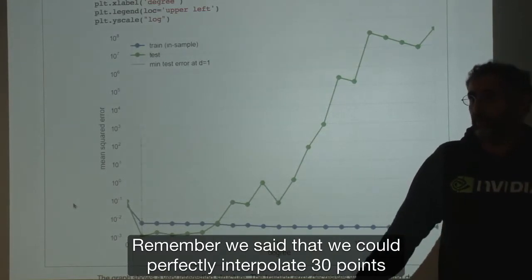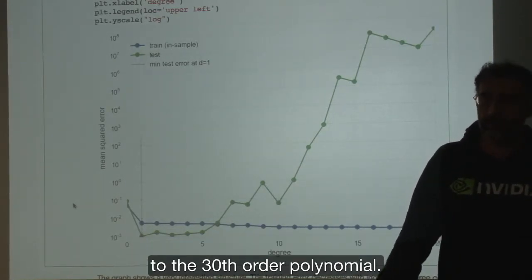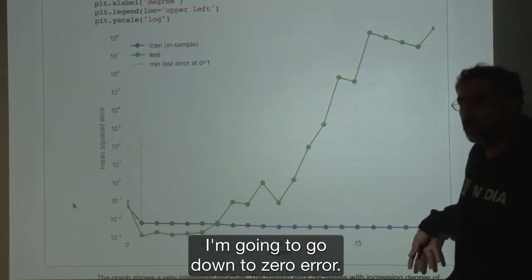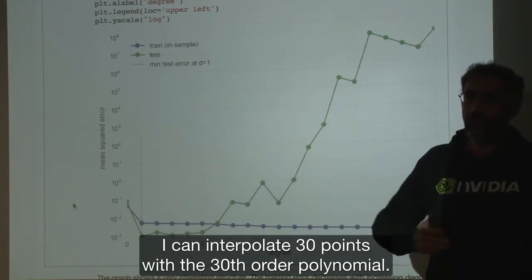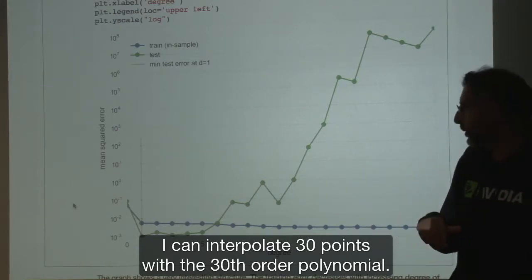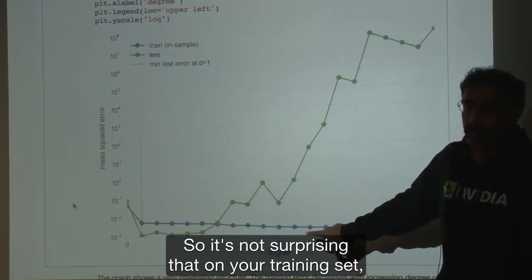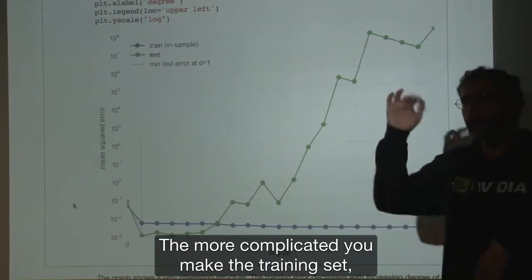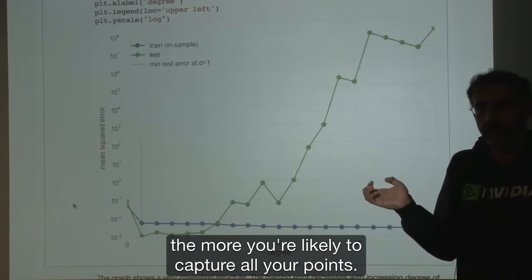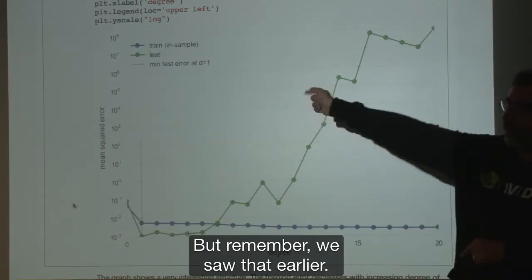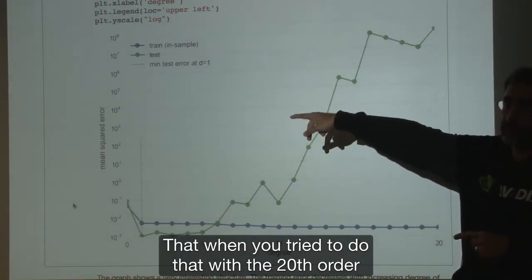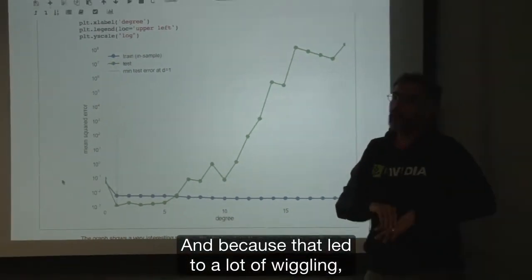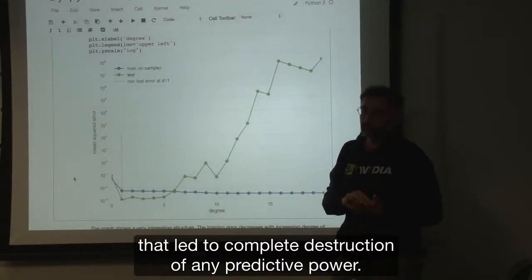Remember, we said that we could perfectly interpolate 30 points with a 30th order polynomial. By the time we get to 30th order polynomials over here, and I'm interpolating, I'm going to go down to 0 error. Because I can do that, right? I can interpolate 30 points with the 30th order polynomial. So it's not surprising that on your training set, the error keeps going down and down. The more complicated you make the model, the more you're likely to capture all your points. But remember, we saw earlier, when we tried to do that with the 20th order polynomial with the noise, that led to a lot of wiggling. And because that led to a lot of wiggling, that led to a complete destruction of any predictive power.